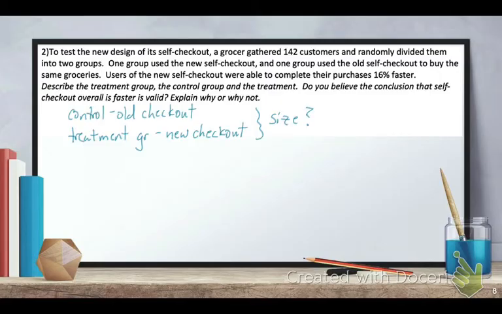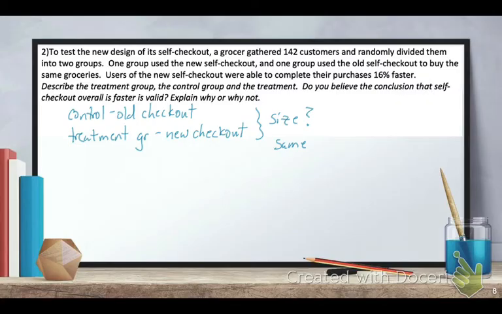Well, the results sound good. We do have a control group, people using the old checkout, and a treatment group using the new checkout. The only thing is we were not told about the size of the sample. I guess we do know the size of the sample. It's 142. We don't know compared to the population, but we do know the size of the sample.